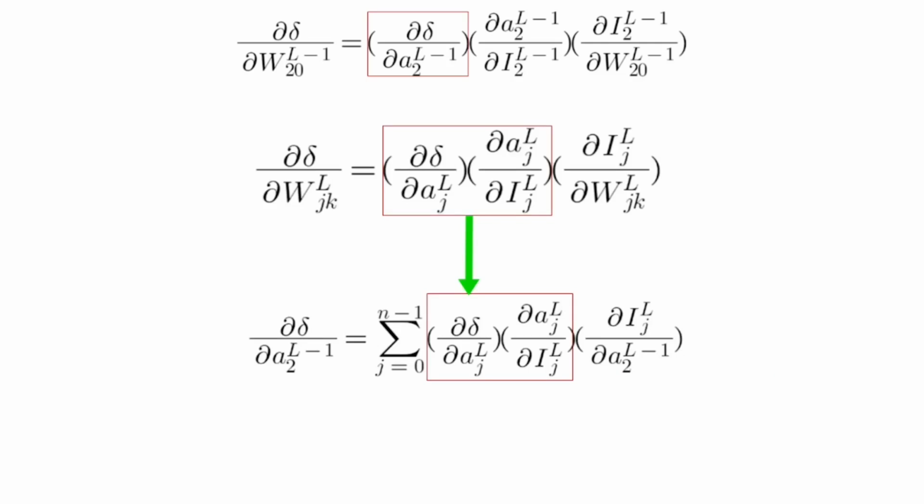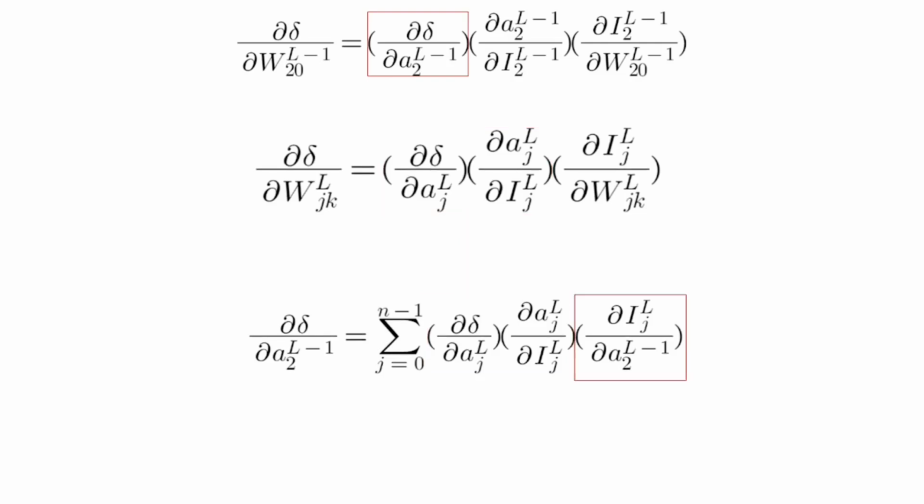In our previous video, we saw that the derivative of the loss function with respect to the weights between node j in layer L and node k in layer L-1 will give us the product of three derivatives. If we look at the first two terms of this product, they look exactly like the first two terms within our summation. Since we saw how these terms are calculated in the last video, we won't be looking through them in this one. Instead, we'll focus on the last term within our summation, which is the derivative of the input to node j in layer L with respect to the activation function output of node 2 in layer L-1.